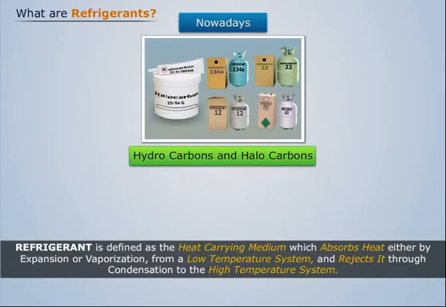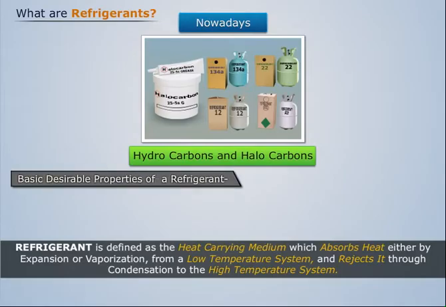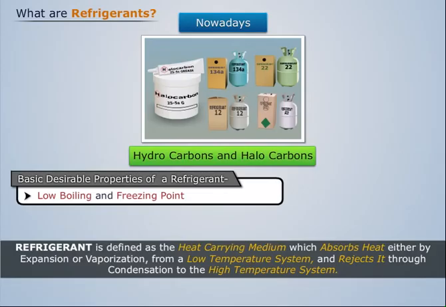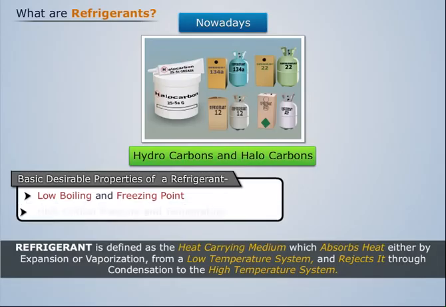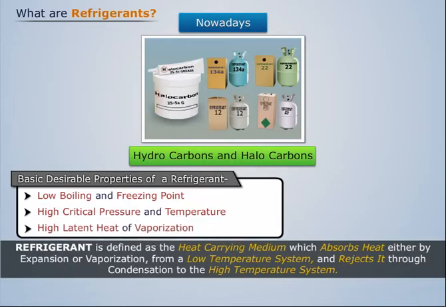Before delving further into the depth, let's see some basic properties that a refrigerant must possess. It must have low boiling and freezing point. It should have high critical pressure and temperature. It should have high latent heat of vaporization.